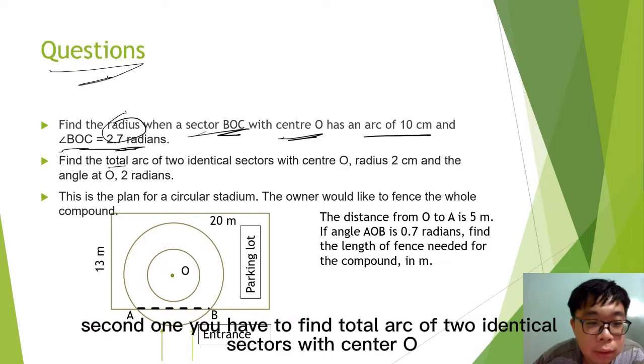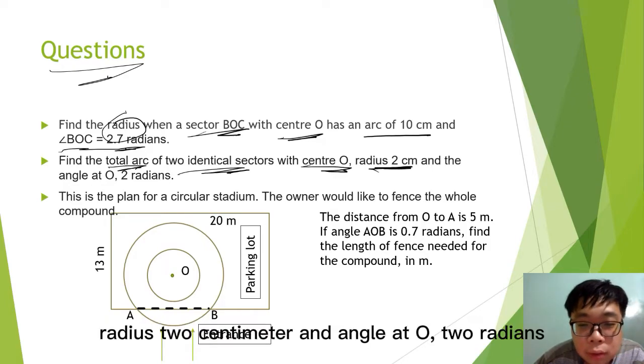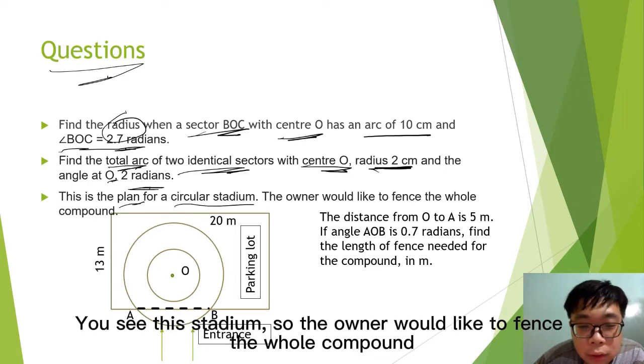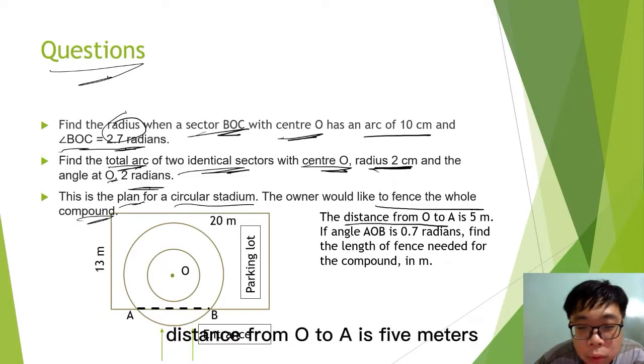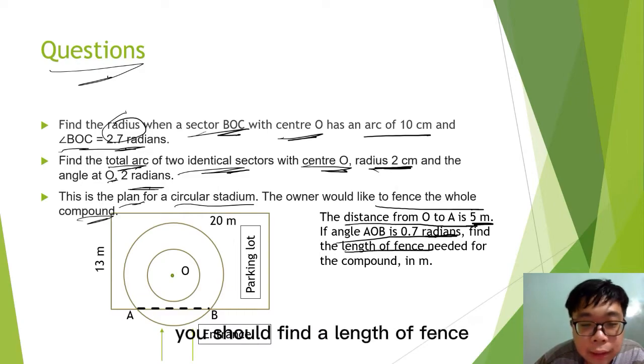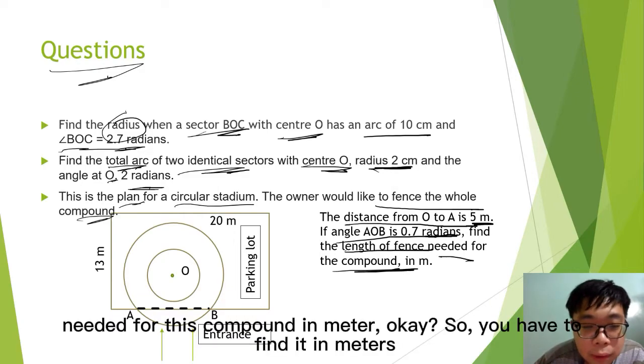Second one, you find the total area of two identical sectors, center O, radius 2 centimeter, and the angle at O is 2 radians. Third one, this is the plan of the circular stadium. See this stadium. So the owner would like to fence the whole compound. Distance from O to A is 5 meters. If angle AOB is 0.7 radians, you should find the length of fence needed for this compound in meter. Okay, so you have to find it in meter.